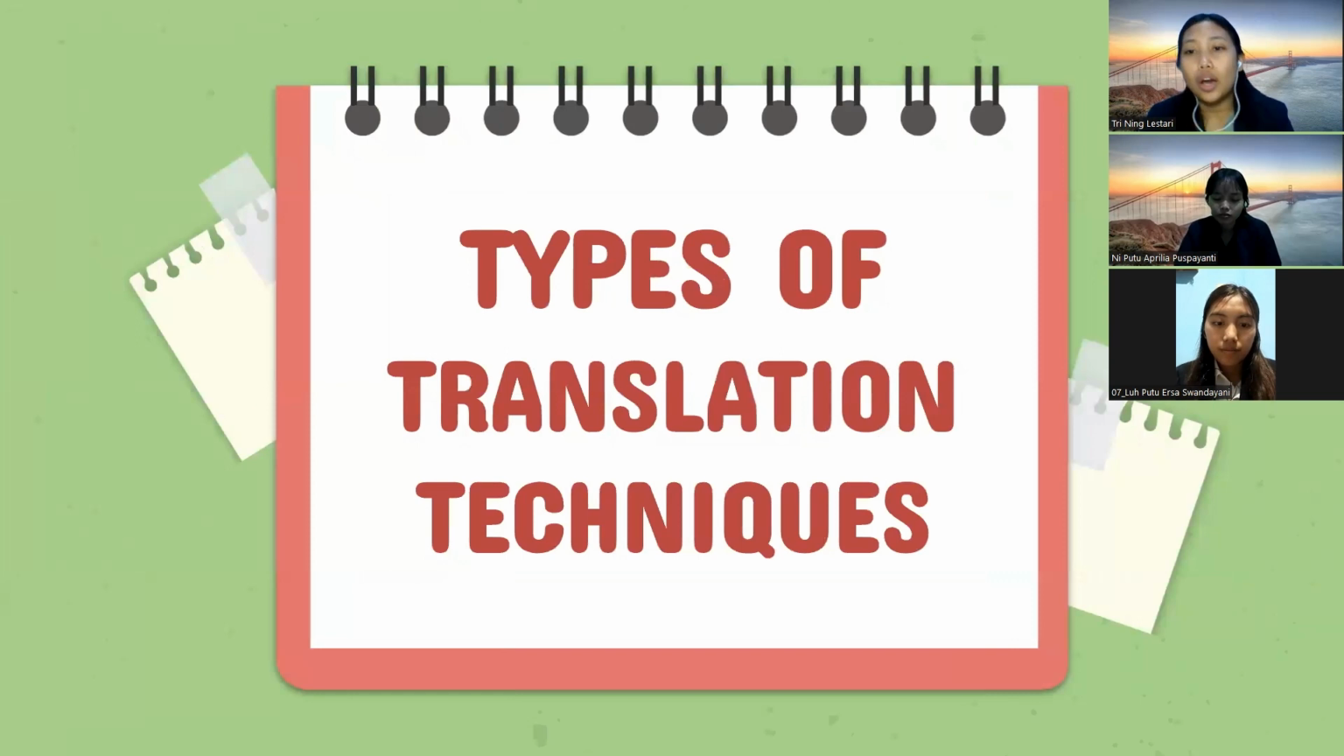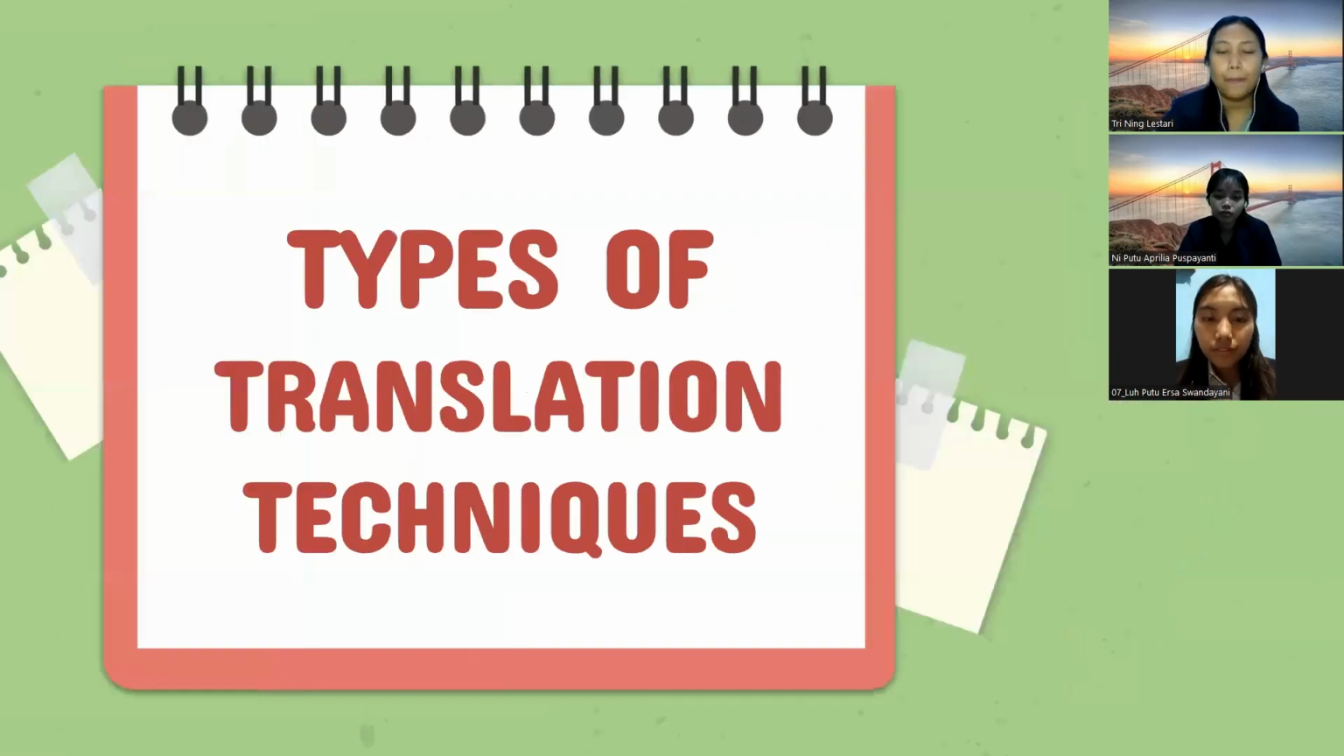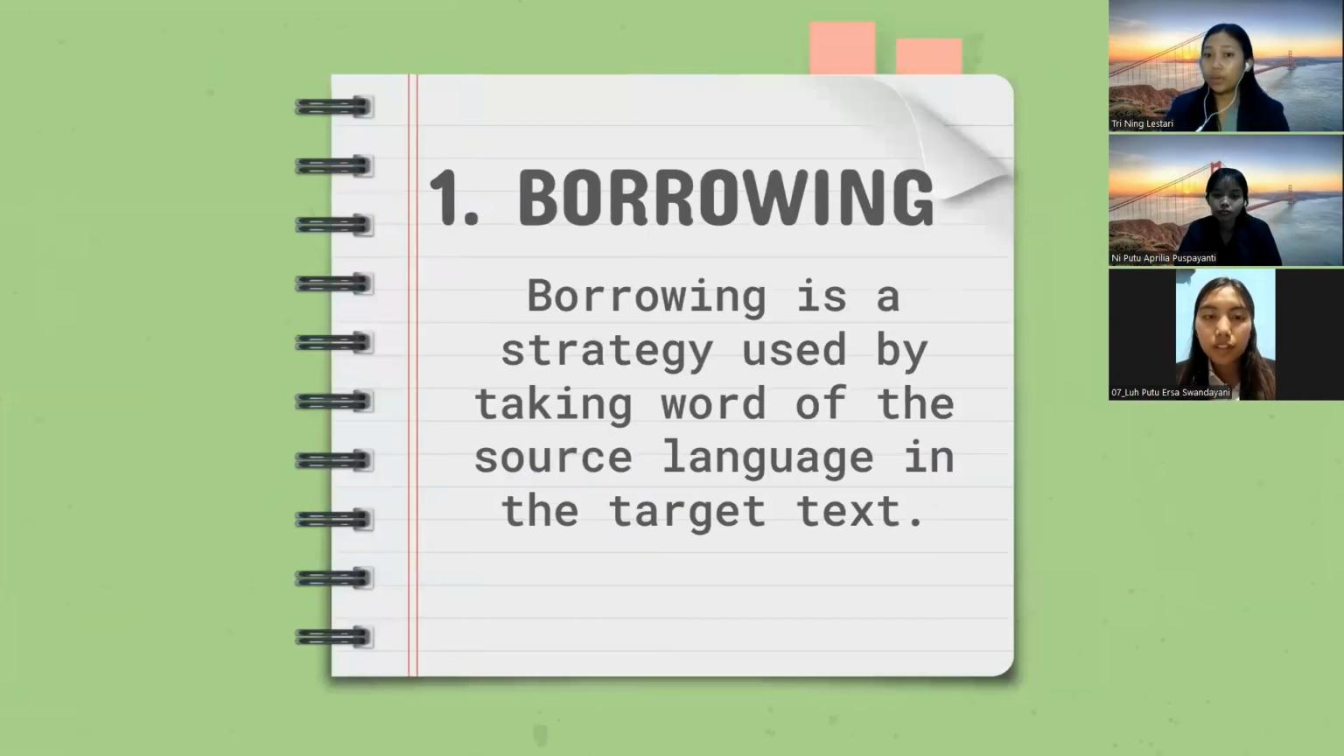And then I will also explain to you about types of translation technique. Number one is borrowing. Borrowing is a technique used by taking a word of the source language into the target language. The borrowing technique is a technique of taking a word from the source text and using it in the target text as a result of the translation.